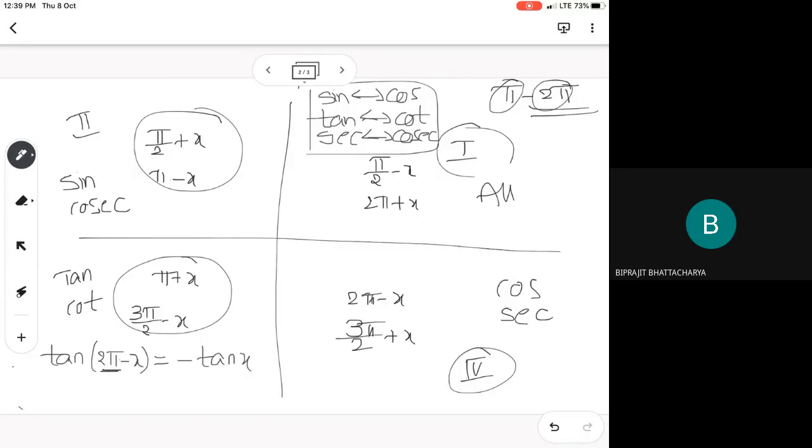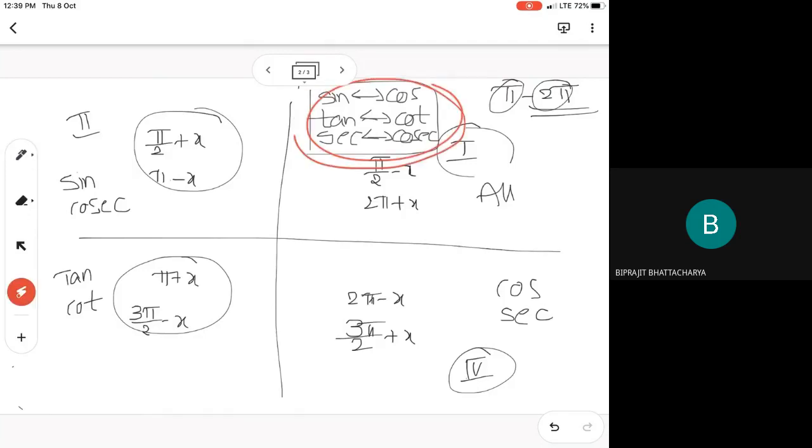So tan 2 pi minus x. Whenever you are having 2 pi or pi, you are going to get the same function as it is. But if in this place you are having pi by 2 or 3 pi by 2, then it is going to change. These changes will occur when you are having pi by 2, 3 pi by 2. Now I am going to ask you one more question: cosec pi by 2.